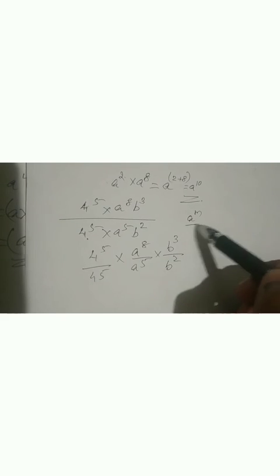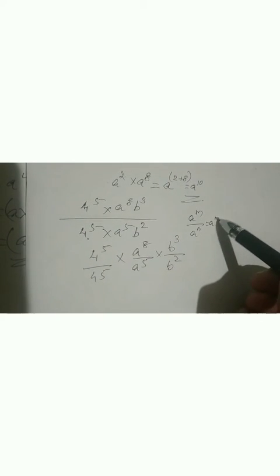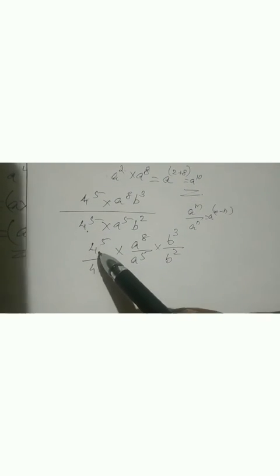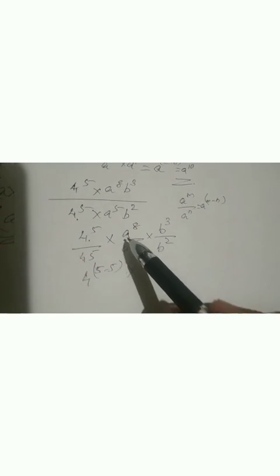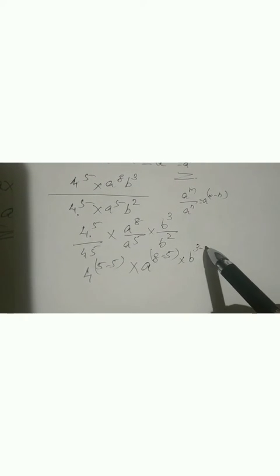So now we can apply a raised to m divided by a raised to n is equal to a raised to m minus n. So here 4 and 4, the base is the same, 5 minus 5, into a raised to 8 minus 5 into b raised to 3 minus 2. 5 minus 5 is 0. So 4 raised to 0 into a raised to 3 multiplied by b raised to 1. We know 4 raised to 0 will be 1. So 1 into a raised to 3 into b is equal to a raised to 3 b, which is the answer.